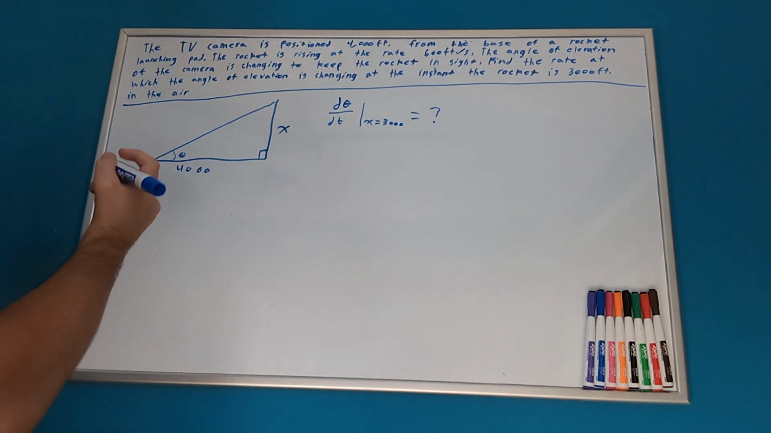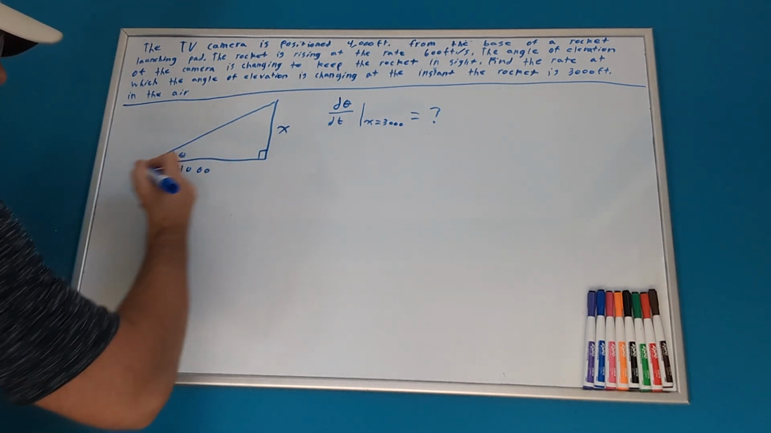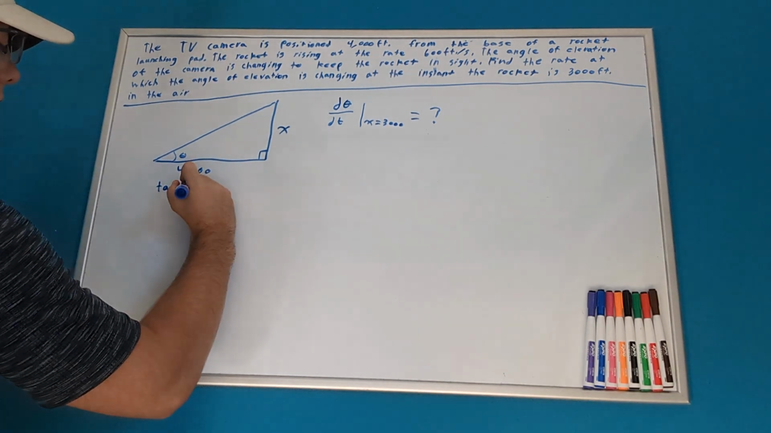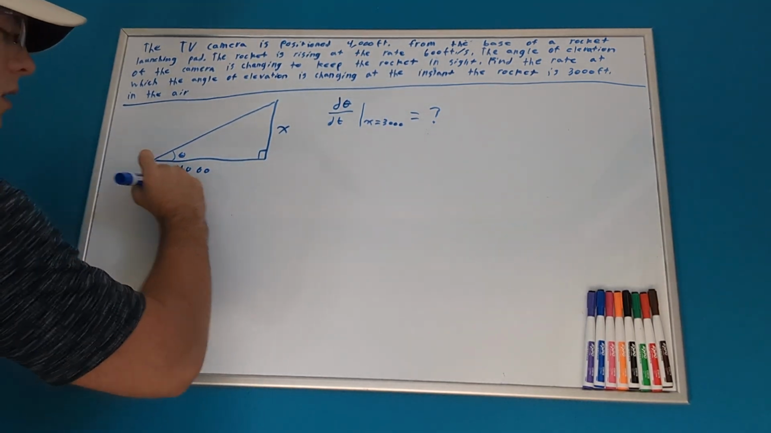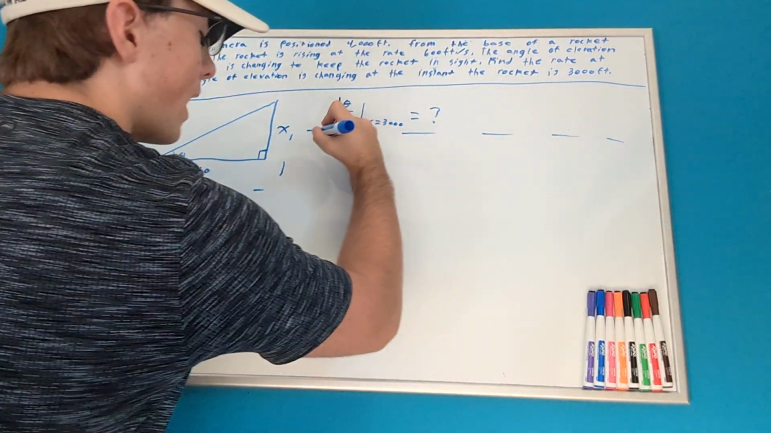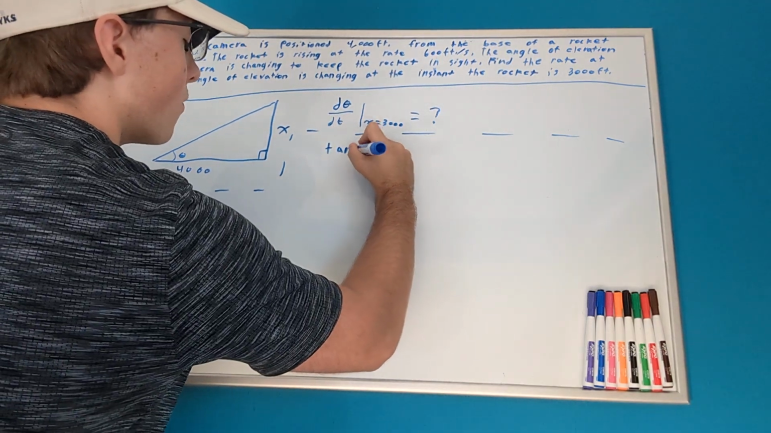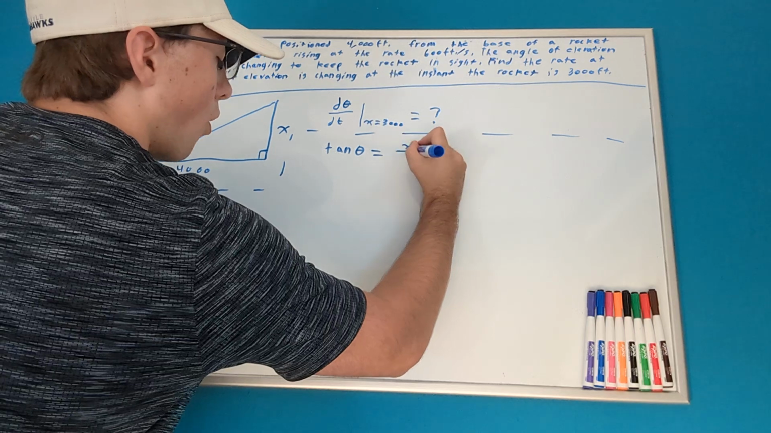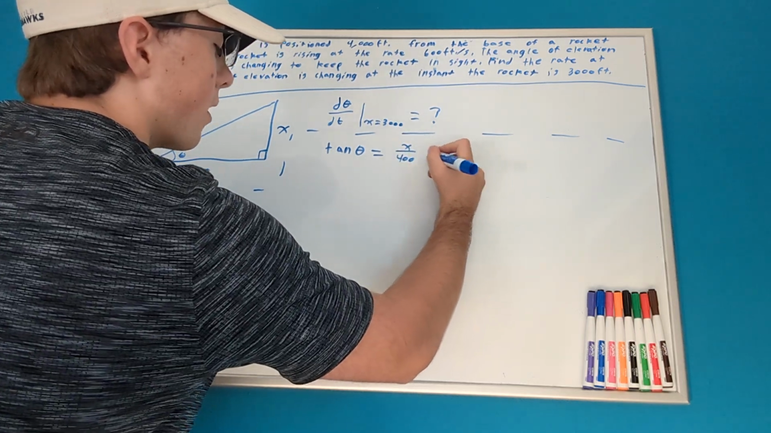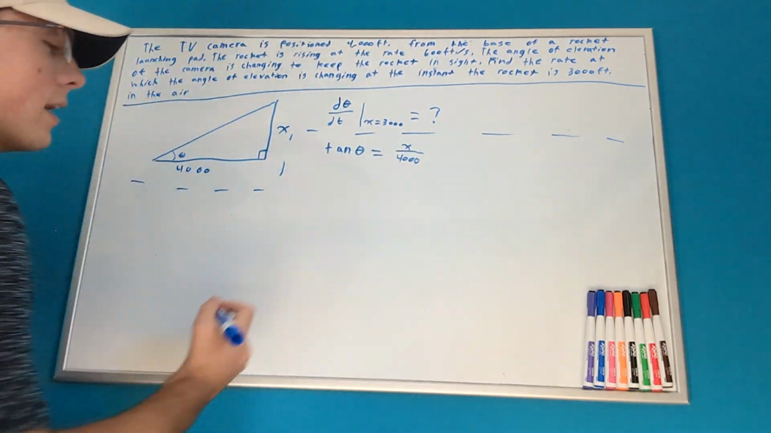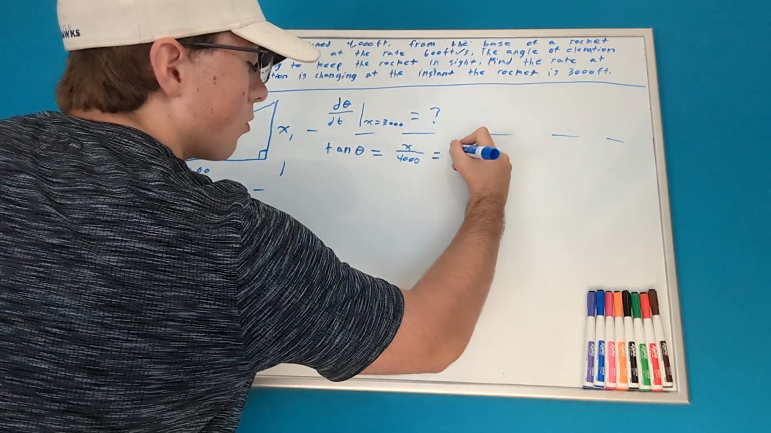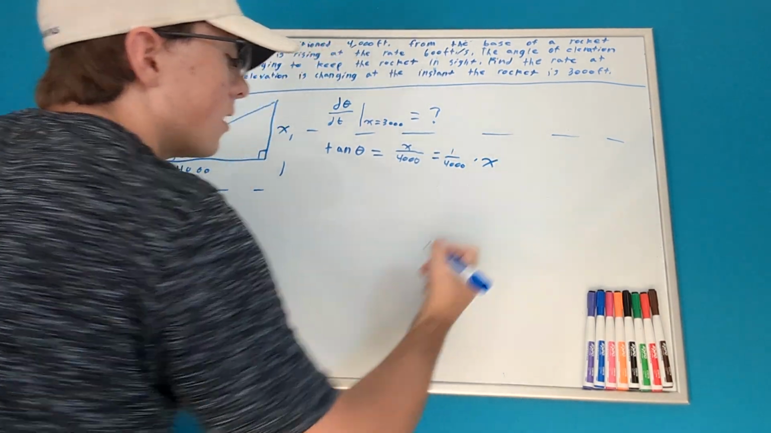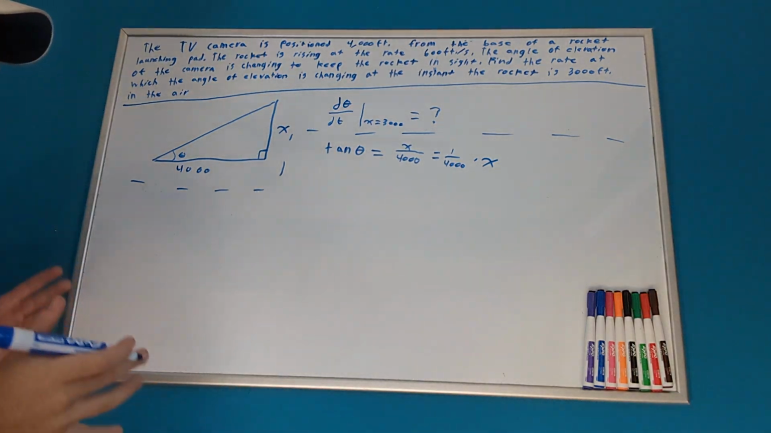It just so happens that that would be tangent, because we have opposite and adjacent, and we have our theta. So tangent of theta equals opposite over adjacent, x over 4,000, which also equals 1 over 4,000 times x. All right, that'll make it a little easier.